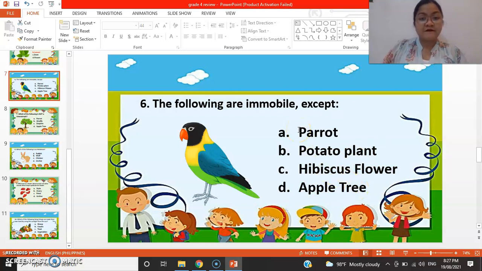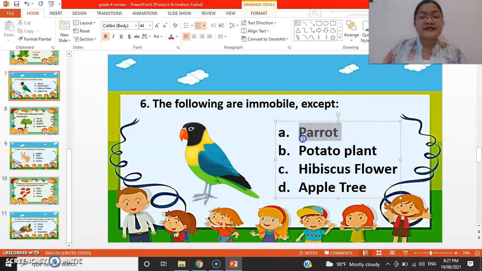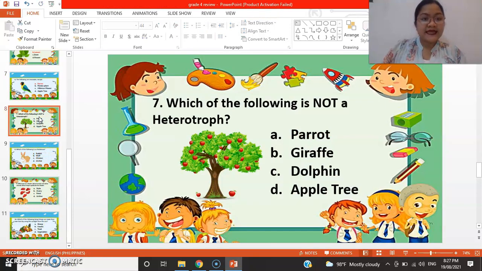5, 4, 3, 2, 1. What is your answer? Very good. The correct answer is letter A, parrot. Very good. Next, number 7. Which of the following is not a heterotroph?